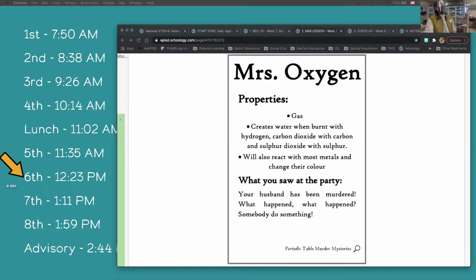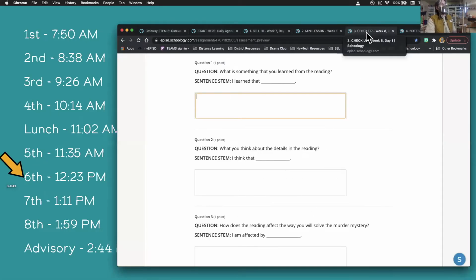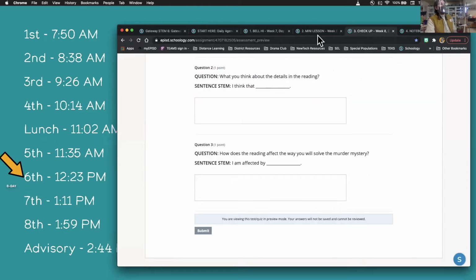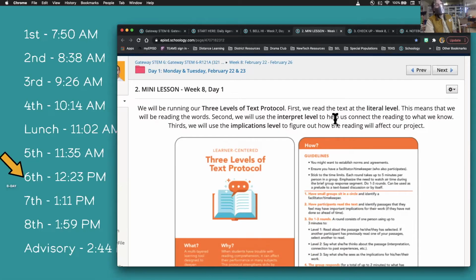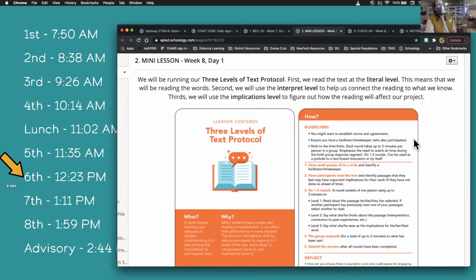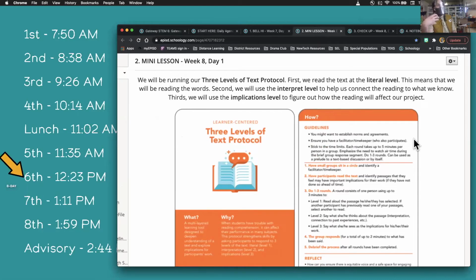Okay, let's go ahead and go to the last part. And this is where it's going to get a little rough for y'all. This is where we go into the implications level. And implications are telling us how it's going to affect your work.